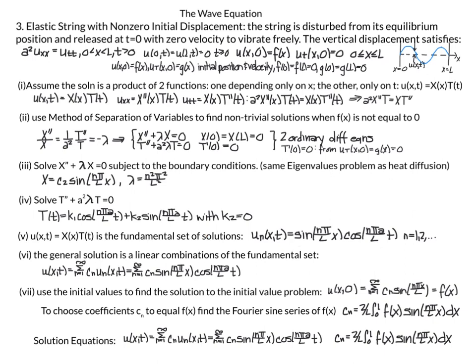It will give us a fundamental set of solutions. So the general solution is a linear combination of our fundamental set of solutions, and then we're going to use the initial condition here to solve the initial value problem to find our coefficients. But what we will find is that our coefficients are the Fourier sine series of f of x, because f of x is our initial position, and then this will be our final solution to our equation.